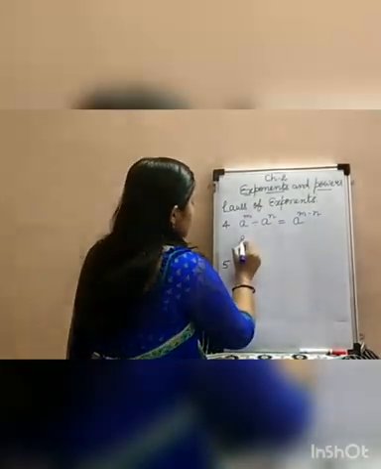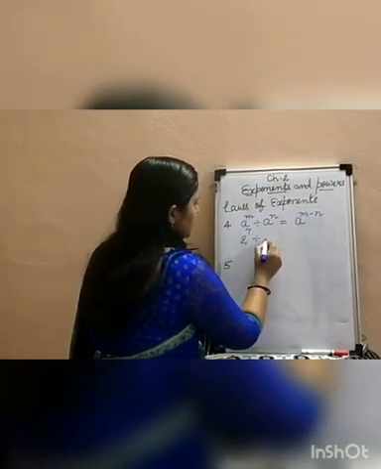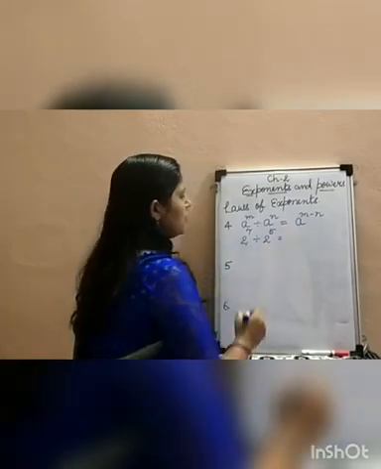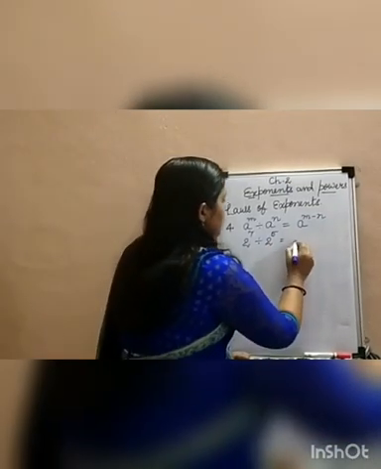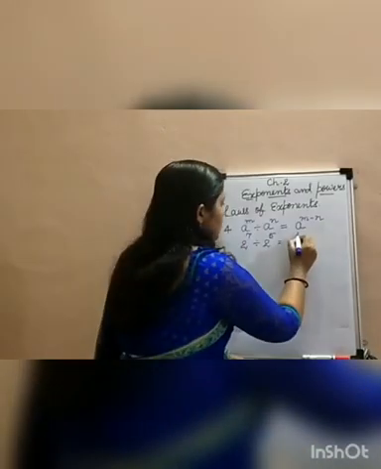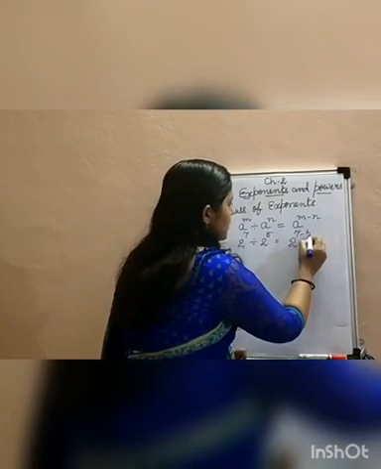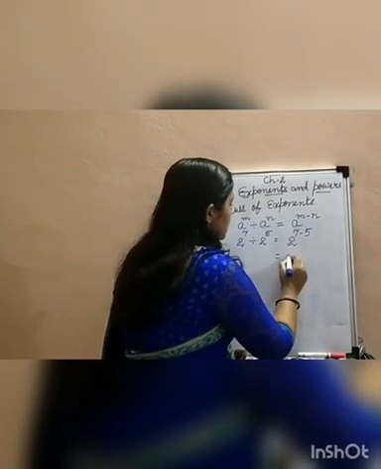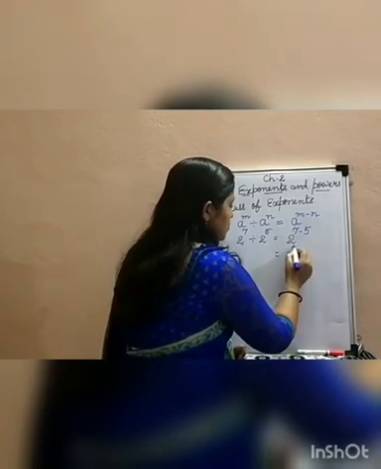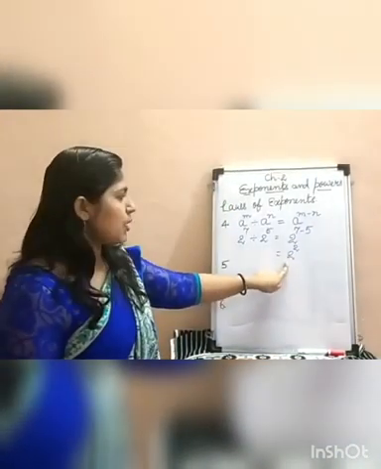Let's see one example here. If there is 2 to the power 7 divided by 2 raised to the power 5. What will we do here? The base is the same, so 2, and the exponents will be subtracted here. So 7 minus 5. It means 2 raised to the power 7 minus 5. This is the answer, 2 raised to the power 2.